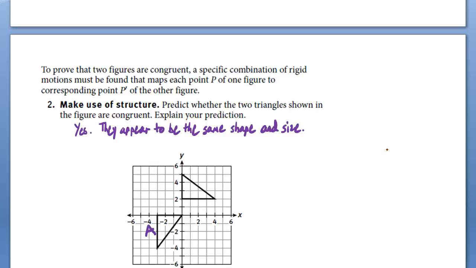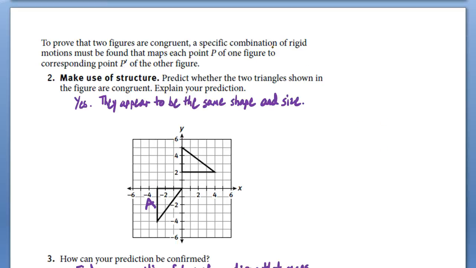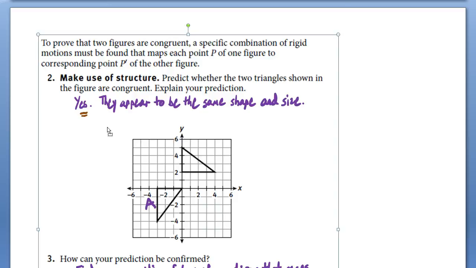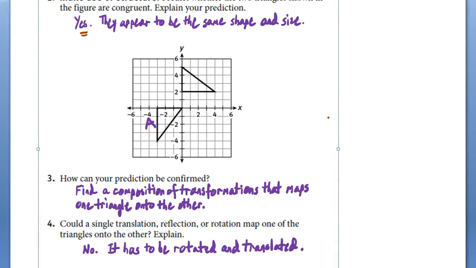To prove that two figures are congruent, a specific combination of rigid motions must be found that maps each point of one figure to corresponding points of the other figure. Number 2, predict whether the two triangles shown in the figure are congruent and explain. So this triangle and this triangle, yes, I think that they're congruent because they appear to be the same size and shape. Now, how can we confirm our prediction?